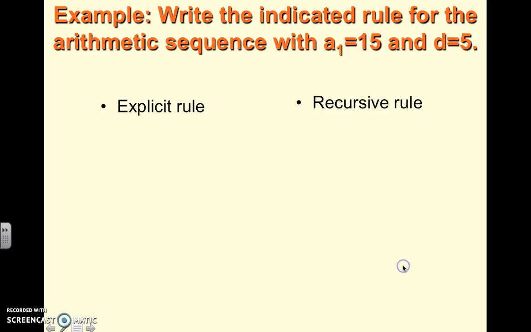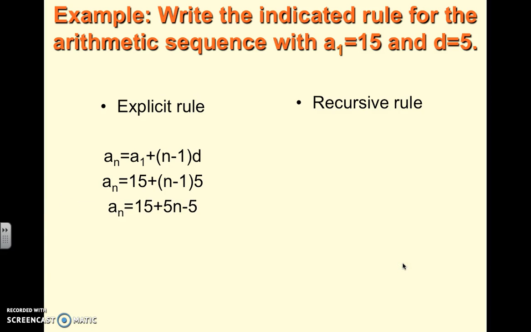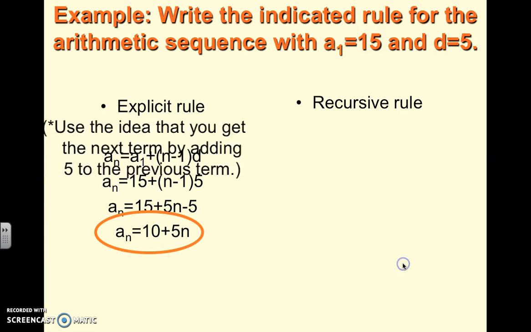Now we're going to take the indicated rule for the arithmetic sequence with a sub 1 equals 15 and d equals 5, and we're going to do explicit and recursive. So the explicit formula, plug in a sub 1 and plug in d, distribute and combine like terms to have an explicit formula of a sub n equals 10 plus 5n. Or 5n plus 10 would be fine. So we had our first term and our common difference, and there we go.